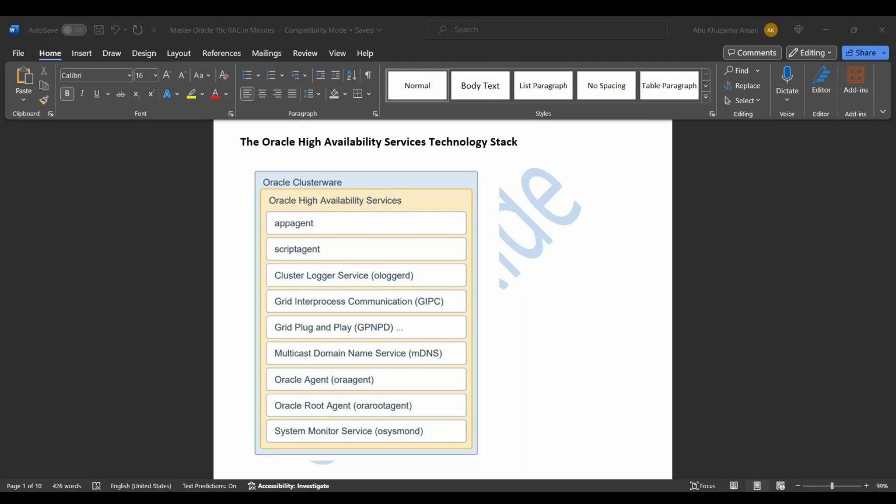And the next process is the Oracle root agent, which has the same name as the one we discussed yesterday in CRS, but both are different. This process helps the CRSD manage resources owned by root, such as the cluster health monitor, CHM. And the last process is OSysMon, a monitoring and operating system metric collection service that sends the data to the cluster logger service, and this service runs on every node in a cluster. So these are the processes of the Oracle High Availability Services Technology Stack.